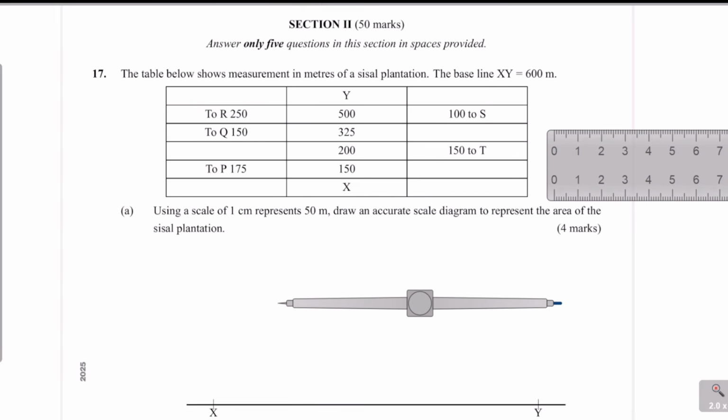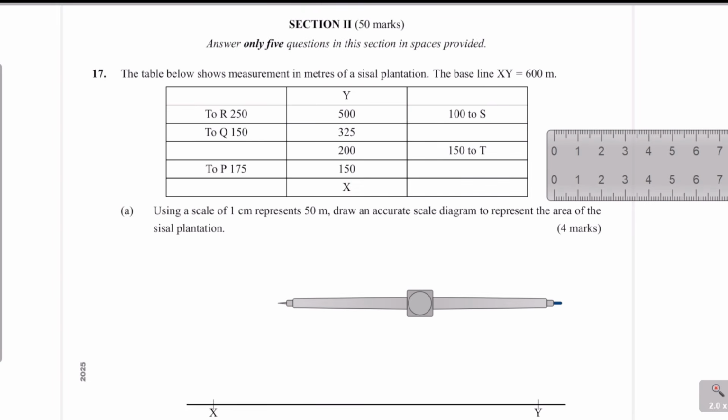Now, question 17. The table below shows measurements in meters of a sisal plantation. The baseline is XY, 600 meters. So you have the table there showing the offsets. Part A of the question: using a scale of 1 centimeter represents 50 meters, draw an accurate scale diagram to represent the area of the sisal plantation.